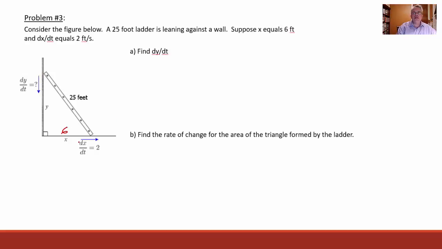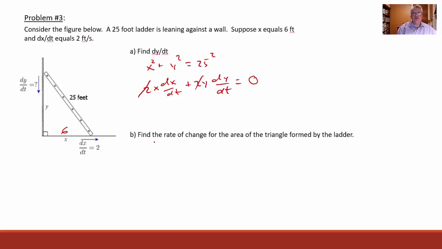We want to know how fast is the top of the ladder moving down the wall. Okay, so we need a relationship between x and y. We know dx/dt. We want to know dy/dt. So we got to use the Pythagorean theorem. x squared plus y squared equals 25 squared. All right, that's the Pythagorean theorem. If we take derivatives, 2x dx/dt plus 2y dy/dt equals, the derivative of 25 squared is 0 since it's a constant. In fact, we can kill the 2's.